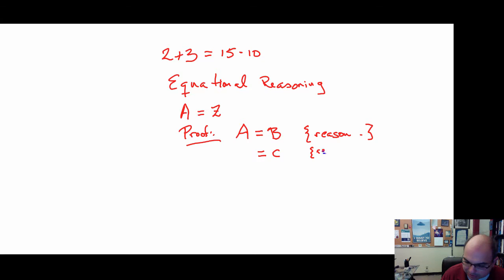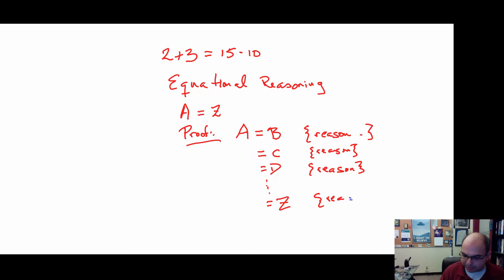And again, there's some sort of reason that explains that. And then it's equal to D, and again there'll be something that explains why it is equal to D. Okay, and we just keep doing that, and eventually we'll get to Z. And that'll be the last reason that we give. That would tell you why it's equal to Y, for example. So that's our style of proofs. The only question that's left is, how do we justify that A is equal to B, for example?